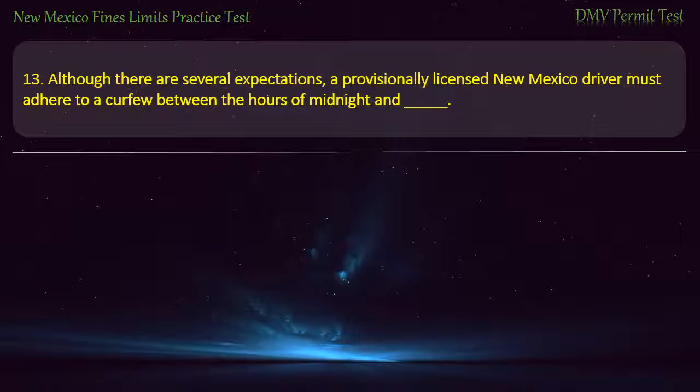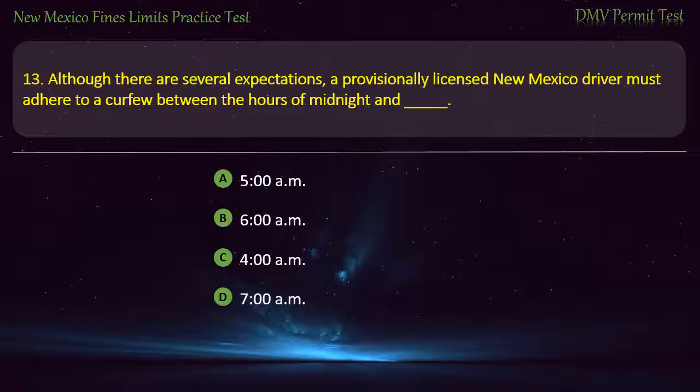Question 13. Although there are several exceptions, a provisionally licensed New Mexico driver must adhere to a curfew between the hours of midnight and 5 a.m., 6 a.m., 4 a.m., 7 a.m. Answer. 5 a.m.